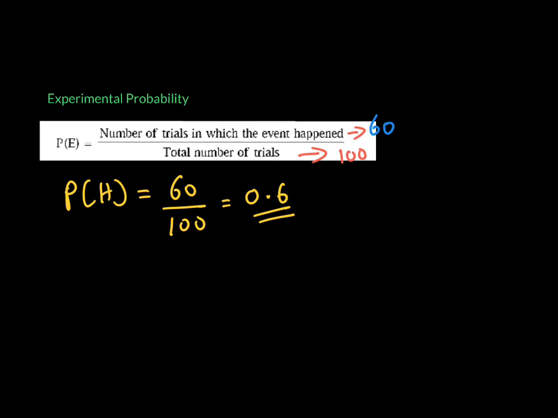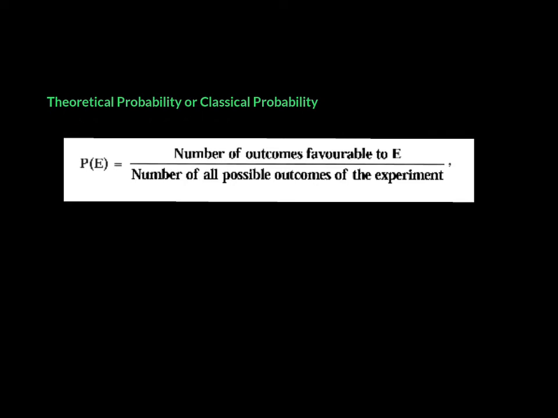Let us try to understand what is a theoretical probability. The theoretical probability, which is also called classical probability, is given by the formula: number of outcomes favorable to the event E divided by the number of all possible outcomes of the experiment. So this is slightly different from experimental probability. So let's look at the theoretical probability by taking an example.